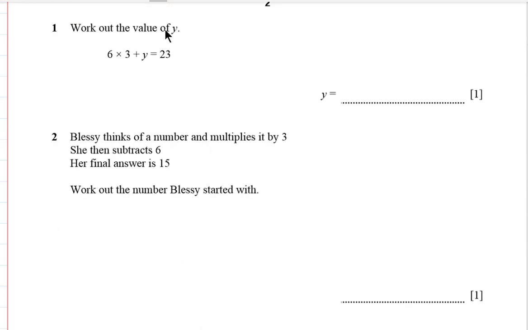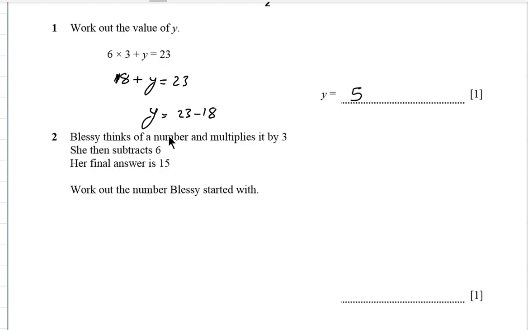Question 1. Work out the value of y. 6 times 3 plus y is equal to 23. Don't forget to multiply first. So we have here 18 plus y is equal to 23. Move 18 to the other side with a negative sign. So we have y is equal to 23 minus 18. So the final answer is y is equal to 5.